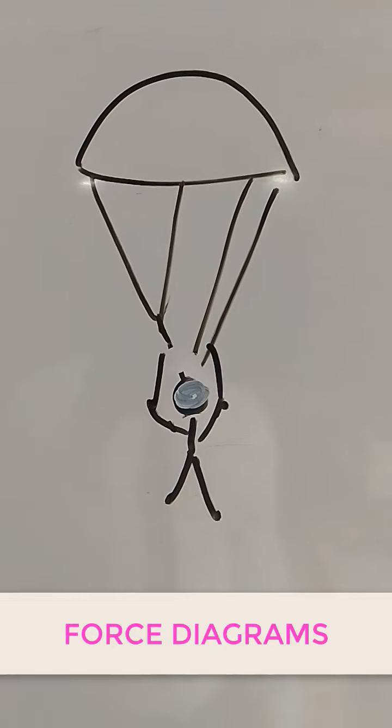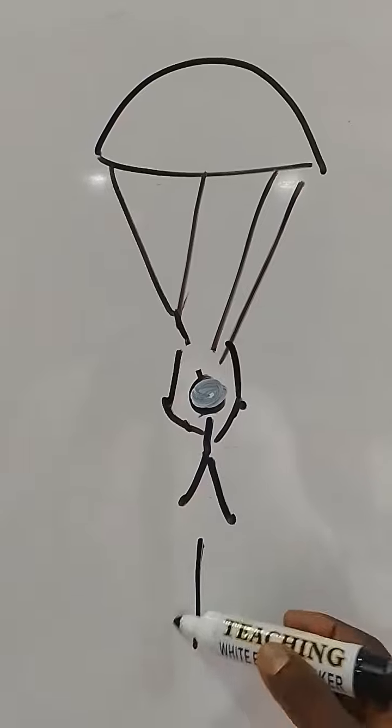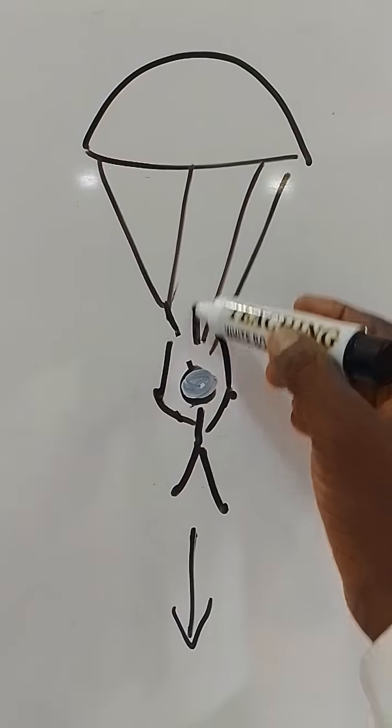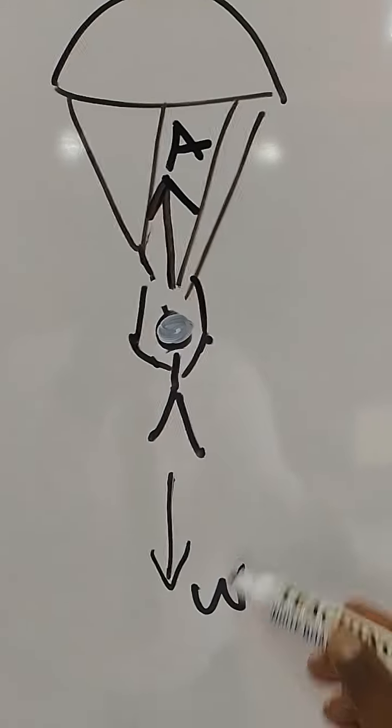Here's a parachutist. As a parachutist falls to the earth, there will be weight exerted downwards, and the air resistance will push the parachutist upwards. So this is air resistance, and this is weight.